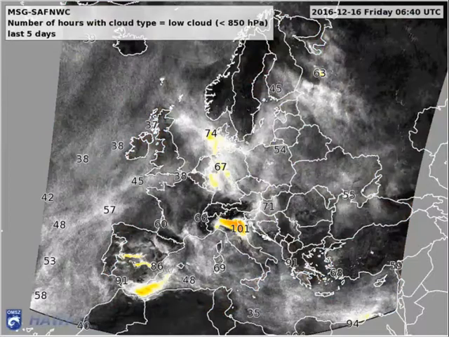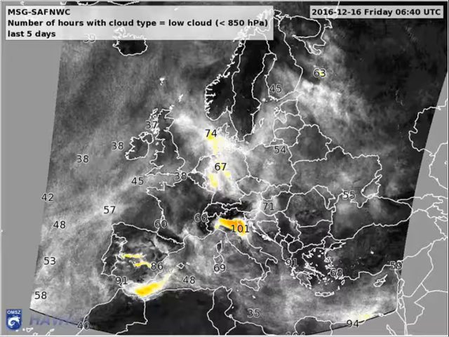the calculation. I just integrated the number of hours from the Nowcasting SAF product when the cloud type was very low level cloud, and yes, Po Valley was one of the places where there were a lot of low clouds. But also in the center of Spain, a nice valley fog could be seen.